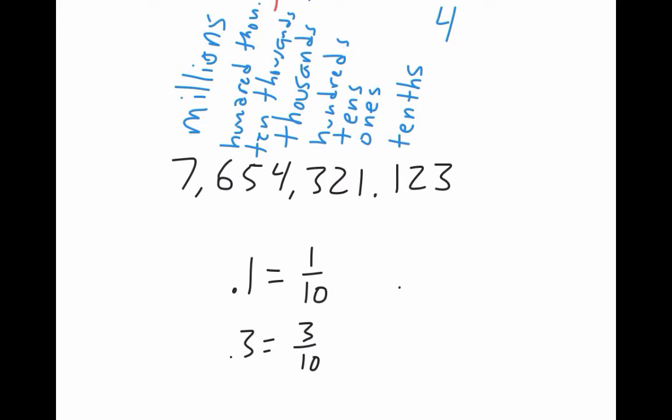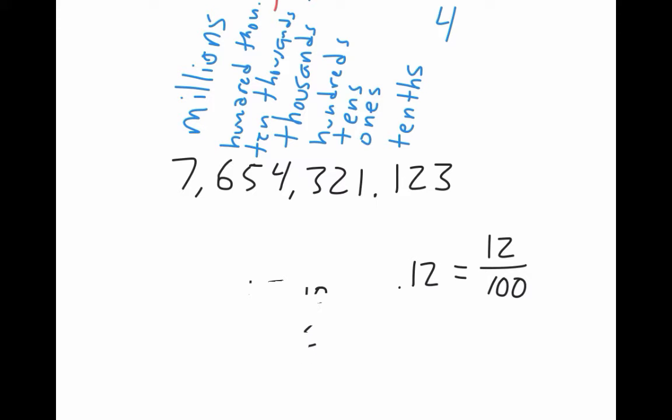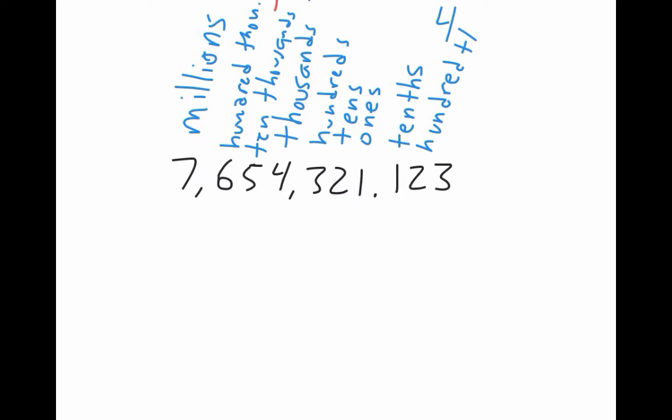If you had 0.12, that's going to be the same as 12 over, any guesses? Nice. Over 100. So since that's 12 over 100, what are we going to call the 2 in our big long number thing up above? Nice. That's going to be the hundredth spot. So above the 2 we have hundredths. You'll notice that these here are ending with the THS instead of just the S on the end. And then the very last one, the 3, would be thousandths.